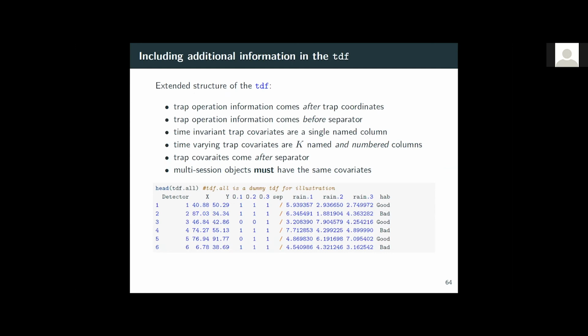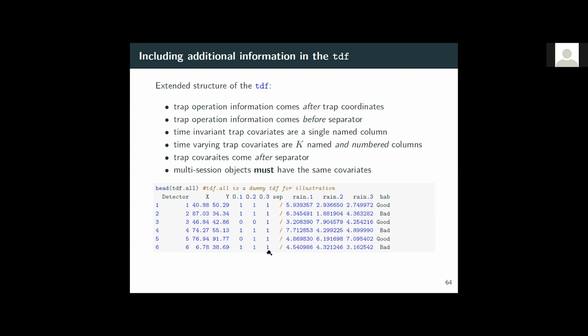And then the full extended structure of a TDF, just to summarize: the trap operation information comes after the trap coordinates, but before the separator. So if data to oSCR sees anything after the 3rd column and before the separator column, it just assumes that this is trap operation information. It will do that automatically. Time-invariant trap covariates are a single named column. This stuff here doesn't change through time, and data to oSCR is going to know that because it's just a covariate name with no index after.